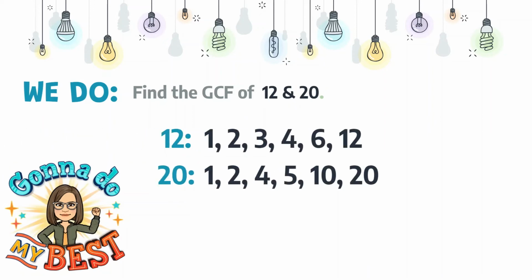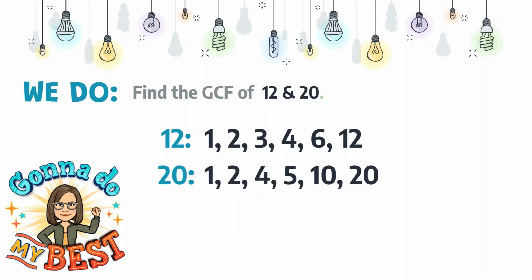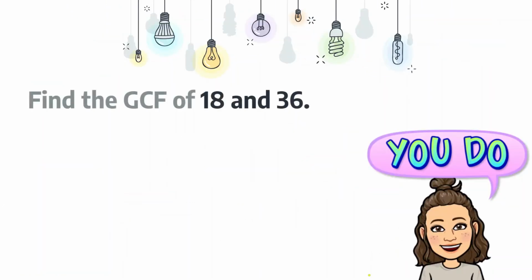Do your lists match mine? One thing to note is the common factor of 1 is not very exciting because every single number has a factor of 1, right? So what common factors do you find that are more than 1? Looking at my lists, I see the common factors of 2 and 4. So the GCF of 12 and 20 is 4. Here's one to try on your own.